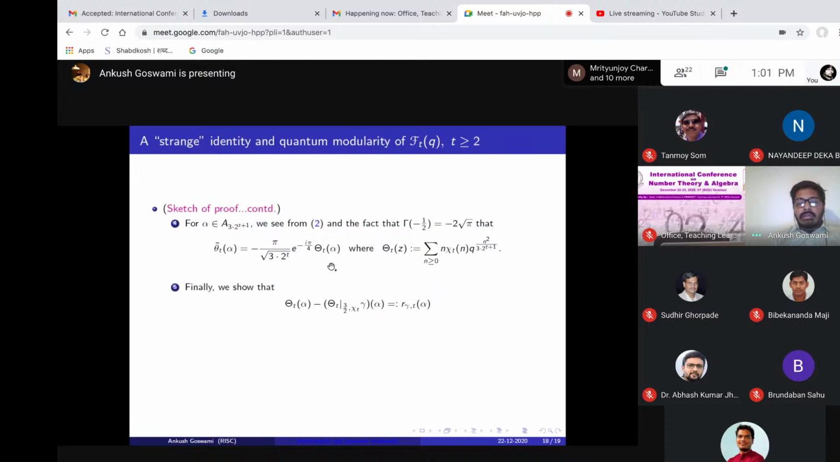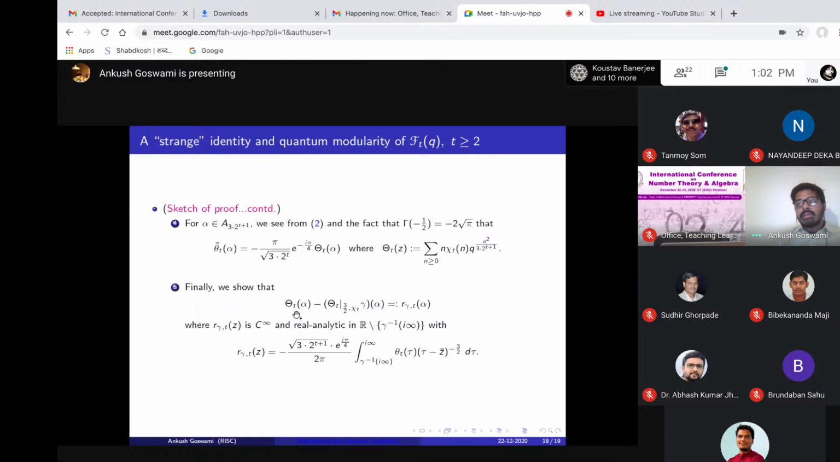and this right-hand side, which is theta_t(alpha), satisfies this transformation property on the set of rational numbers alpha inside this set. And this difference, which is denoted by r_{gamma,t}(alpha), is actually a C-infinity function and is also real analytic in R minus gamma inverse of i infinity. It is given explicitly by this integral form. And that shows that theta_t(alpha) is a quantum modular form.